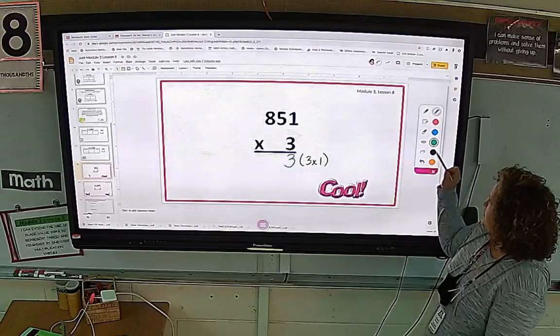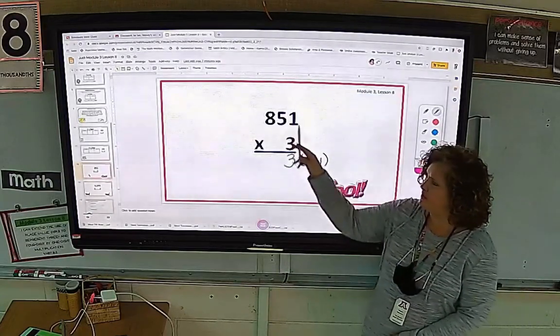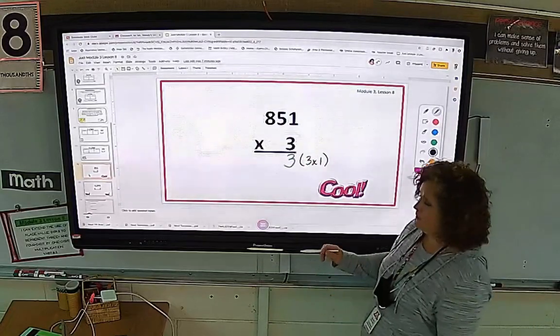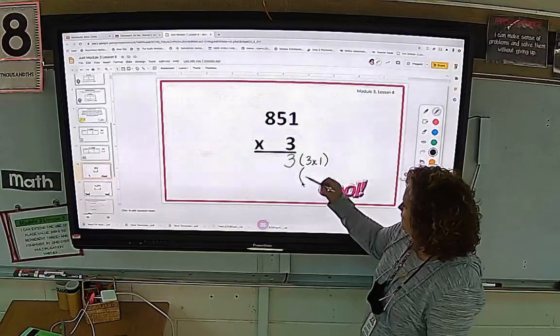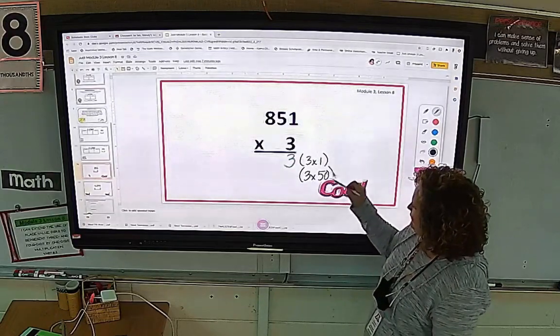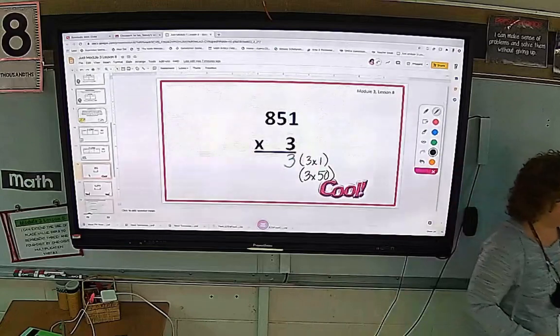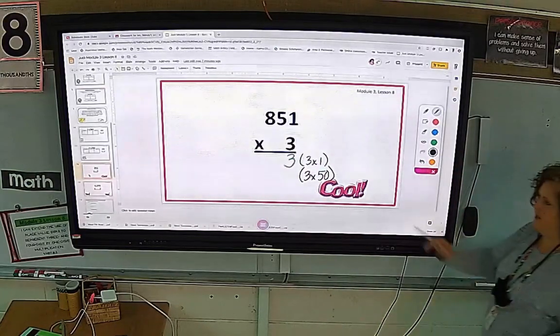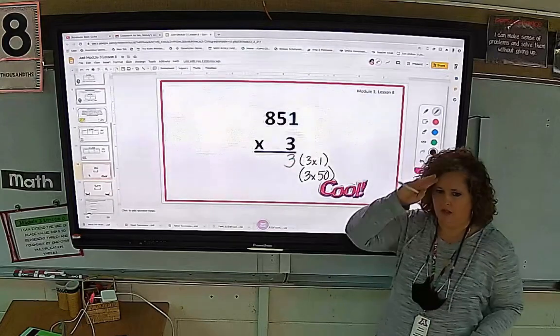Now we're going to move on to the tens place. What is this problem going to look like? Raise your hand if you know what the next problem is. Bailey, what's it going to look like? 3 times 50. Good. Because that is not just a 5 sitting there. That is a 50. It is in the tens place. Okay. This method helps you recognize the actual value of those numbers.